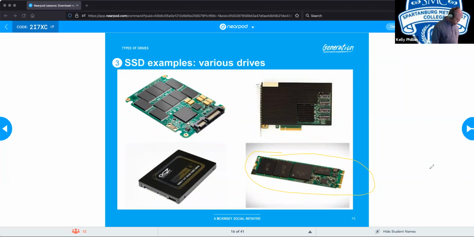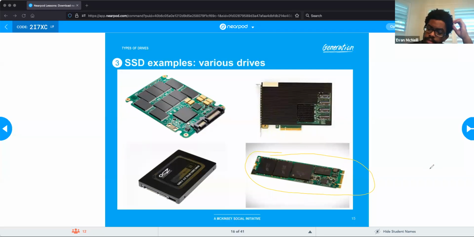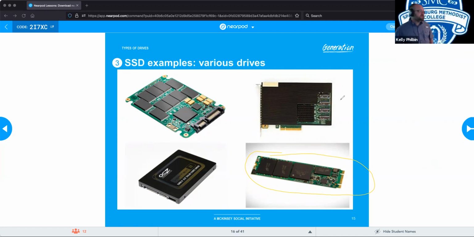This would be from the reading, or if you were big into gaming, you would know what this one is, because this type of memory is very expensive per gigabyte, but blazing fast. This is what's called M.2 memory. It docks right into the motherboard, and it is very, very fast memory, but it's also excessively expensive per gigabyte. But it is also a form of solid state drive.